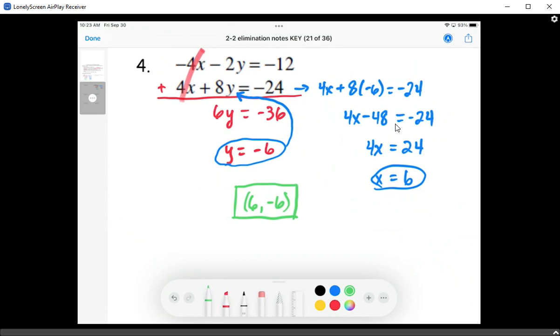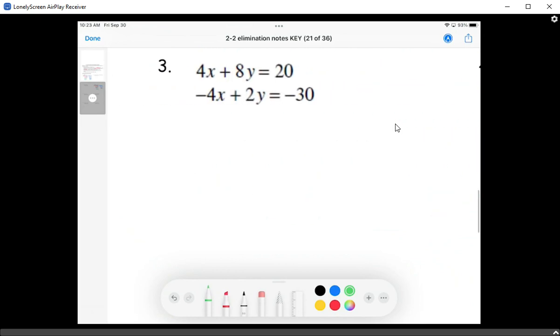Okay, right now, I want you to give problem number 3 a try on your own. This one right here, problem number 3, give it a try on your own. Pause the video if you need to, and we'll get back to it here in just a second.